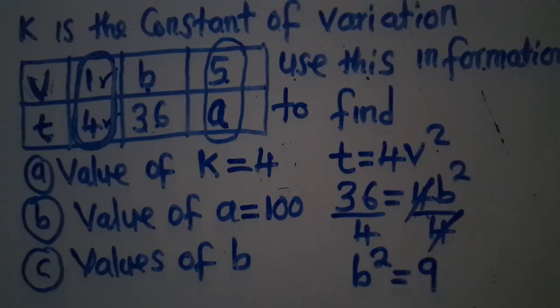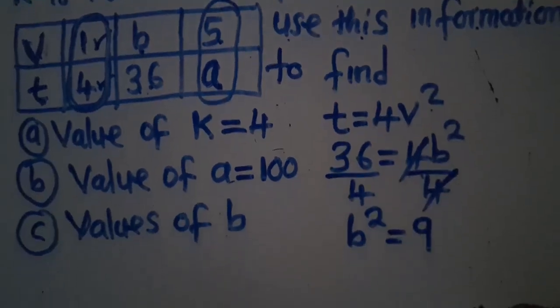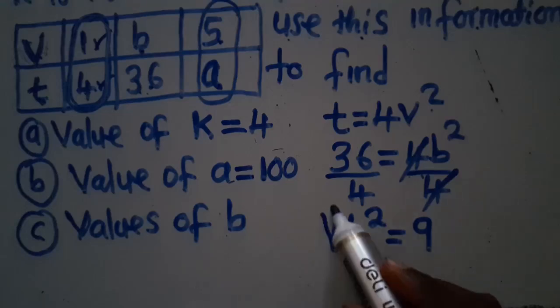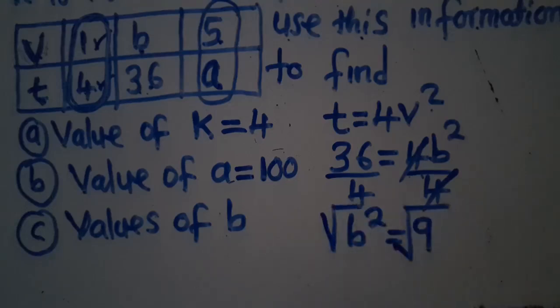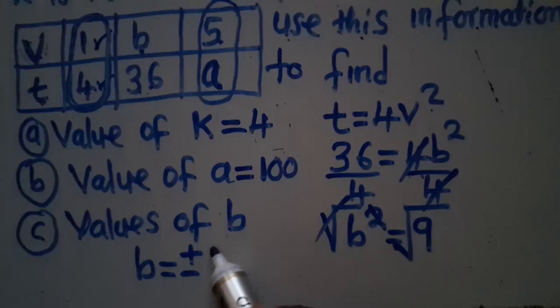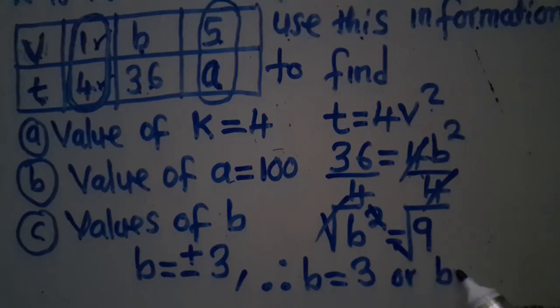You know what to do when you reach here. The moment you reach here, you can put the square root on both sides. You introduce the square root on both sides. So the square root and the square will cancel. You are going to have b is equal to plus or minus square root of 9, which is 3. So you can conclude and say, therefore, b is equal to 3 or b is equal to negative 3.